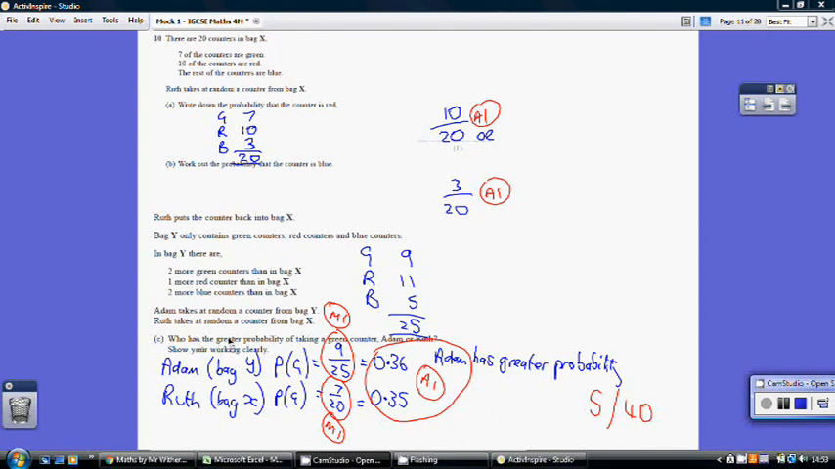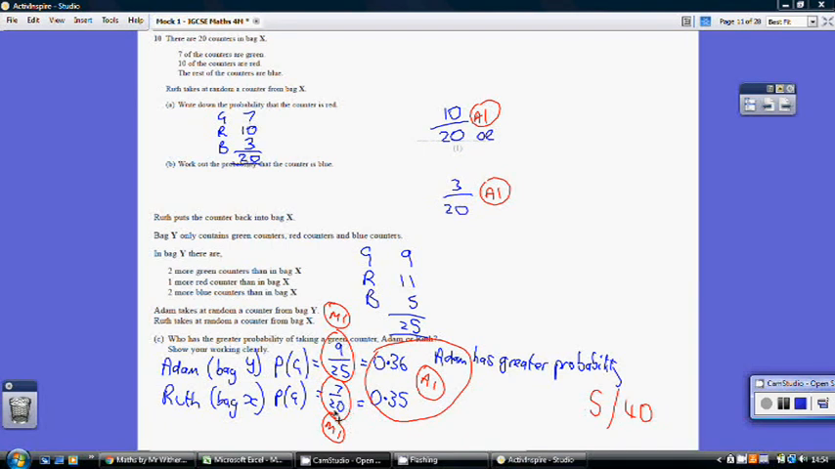Now, who has the greater probability of taking out a green counter, Adam or Keith? Adam takes at random a counter from bag Y. So Adam's taking it from this bag Y. So he's taking a green. So the chances of him getting a green is 9 out of 25. Whereas Ruth picking out of bag X, getting a green is 7 out of 20.